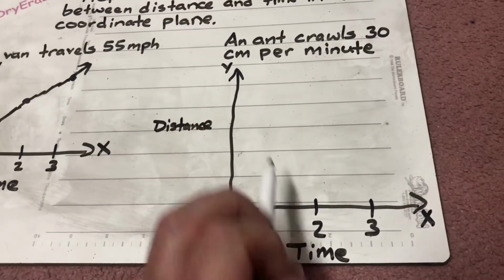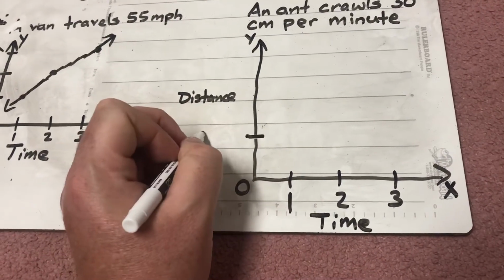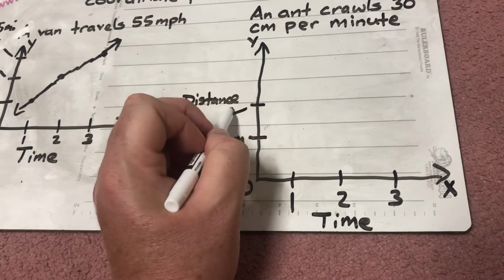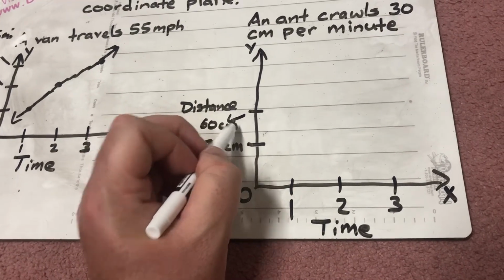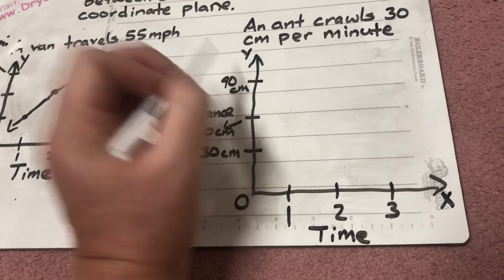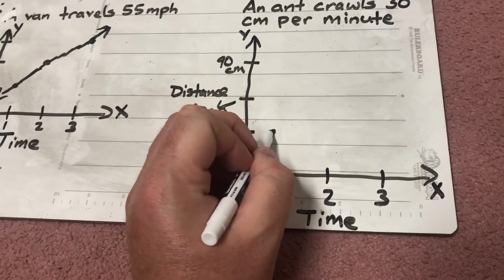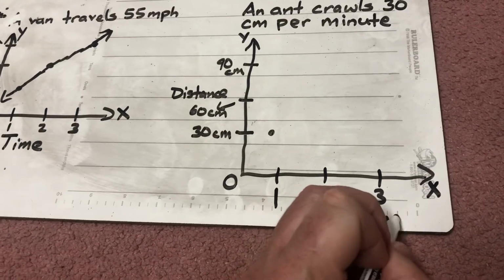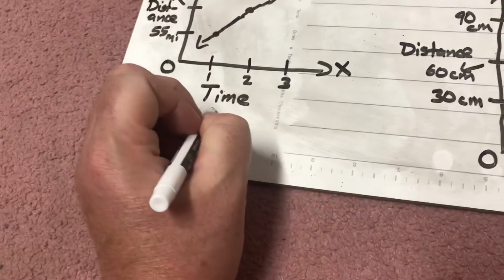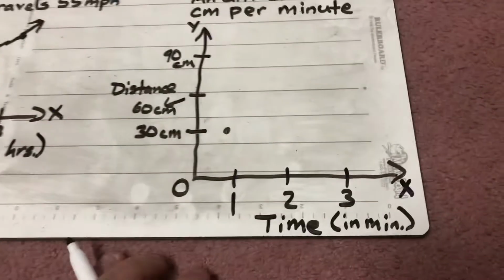distance, and since it's 30 centimeters per minute, we're going to go in increments of 30. Our distance, 30 centimeters. That's going to be 60 centimeters. Go about that same interval. 90 centimeters, and you get the idea. And we would probably put here in minutes, so the person looking at it would know. In the first one over here, we would put in hours, so the person reading the graph would know.